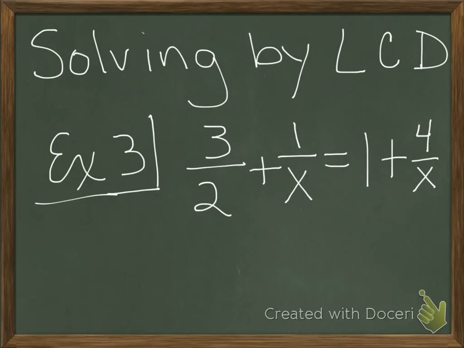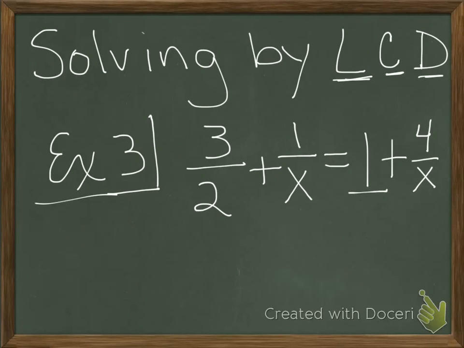The next type we have is solving rational expressions or rational equations by lowest common denominator, which is the same thing we did in 8.5. And you may not have loved that, but we're going to use it again now to solve. For example 3, I have 3 over 2 plus 1 over x equals 1 plus 4 over x.